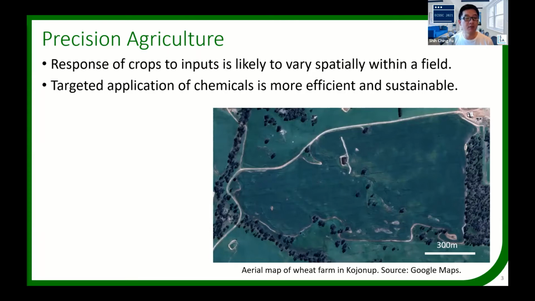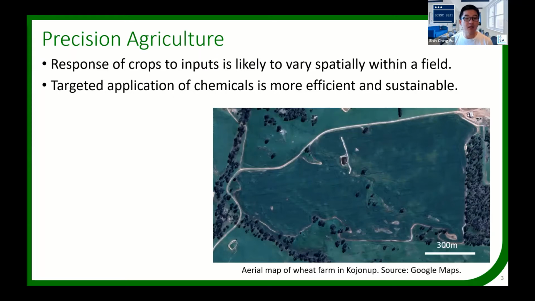So here's an example of a wheat farm. This is in Kojonup, about 270 kilometers southeast of Perth. And you can see from the different pigmentation that clearly the wheat growth on this farm is not uniform. And so as a farmer, if I knew that some zones responded really well to additives like fertilizer, while others not so much, then I could save a lot of money and resources by targeting my efforts just on those areas that I know will respond.